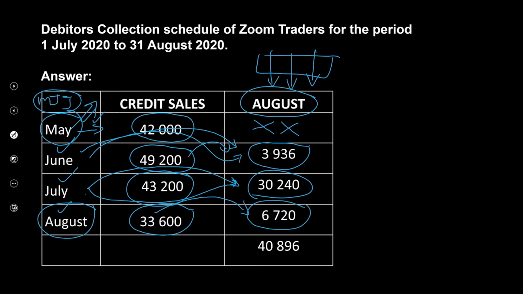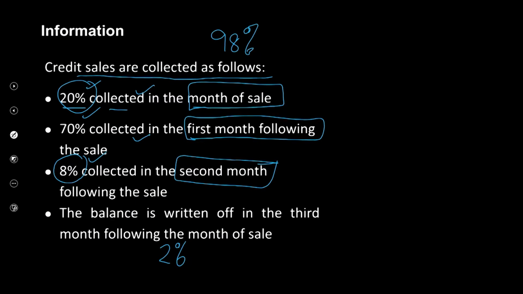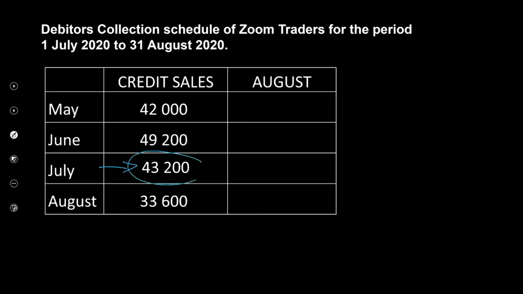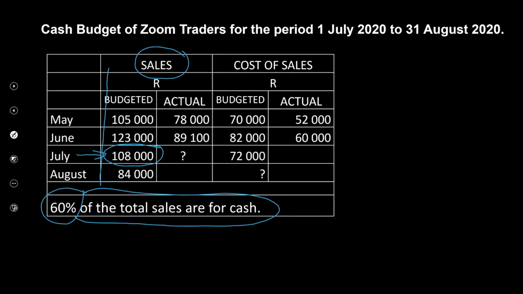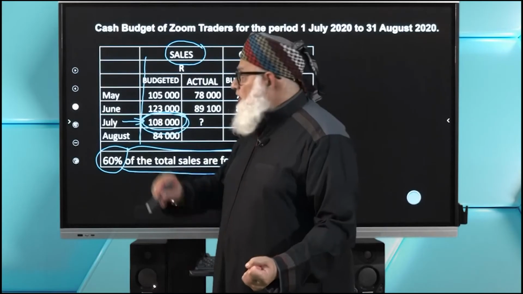6,720. So in this way, you've now done two things. One, you calculated the credit sale for July. Let's go back and see that one there. Again, that was calculated by looking at your total sales figure, which you then took 40% of to determine your credit sale.